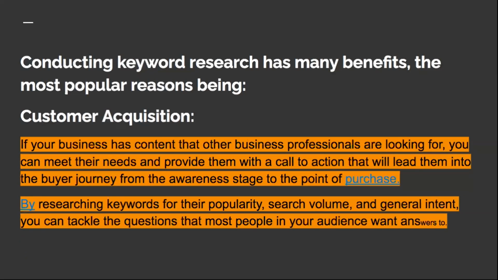So the third one is customer acquisition. Customer acquisition is when your business has content that other business professionals are looking for, so you can meet their needs and provide them with a call to action that will lead them into a buyer's journey from the awareness stage to the point of purchase. By researching keywords for their popularity, search volumes, and general intent, I'll discuss search volumes and general intent later, you can tackle the questions that most people in your audience want.